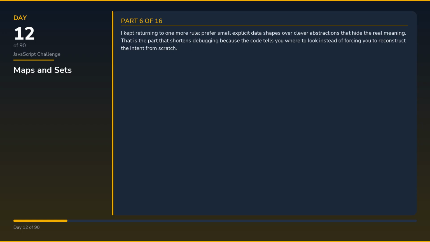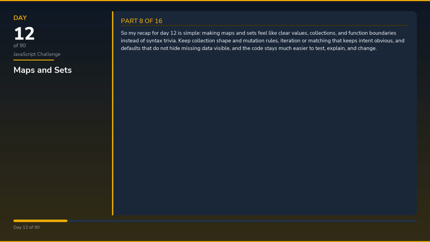I kept returning to one more rule: prefer small explicit data shapes over clever abstractions that hide the real meaning. That is the part that shortens debugging because the code tells you where to look instead of forcing you to reconstruct the intent from scratch. The predictable mistakes were leaning on coercion or mutation until the value flow stops explaining itself, and writing control flow that technically works but hides which states are actually valid. They look different on the surface, but both come from letting convenience win over clarity.